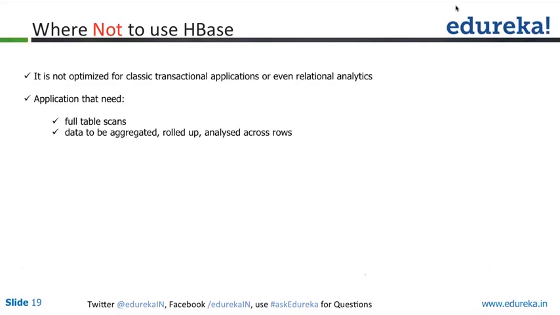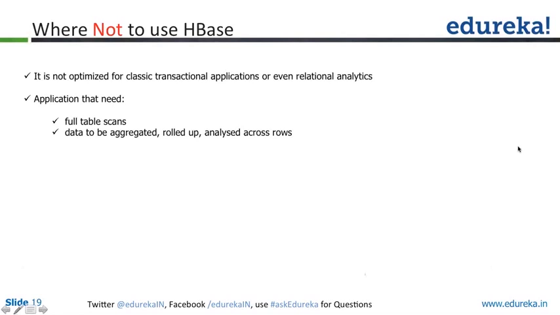So for data to be aggregated, rolled up, analyzed across rows, in all these kinds of cases, you don't really use HBase. As I said, HBase is right for MapReduce kind of jobs, where you have a set of data and you want to run a specific map or reduce function on those data and just get the results, a lot more independent. So independent pieces of data, running each of them separately. But when you have to do aggregation, roll up, analyze across rows, etc., HBase really performs badly. It's not a suitable system for that.